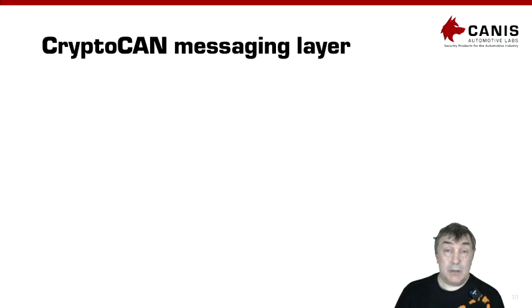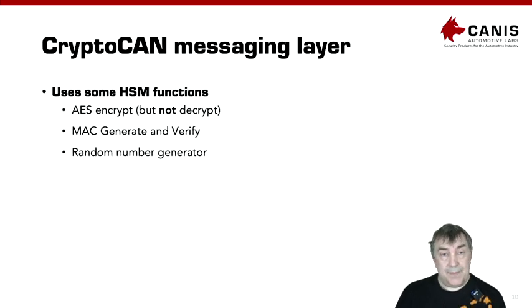So if we go back to the CryptoCAN messaging layer, that uses some of these core HSM functions. It uses AES encrypt, but CryptoCAN doesn't use decrypt because of the particular mode of encryption it uses to protect the frames. You can actually skip all of the overheads of the decrypt code being present. It uses message authentication code generate and verify. These are two standard SHE operations in a hardware security module. And it uses random number generators. So these are the functions together that are normally in the HSM that CryptoCAN uses.